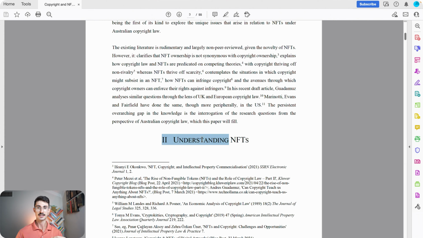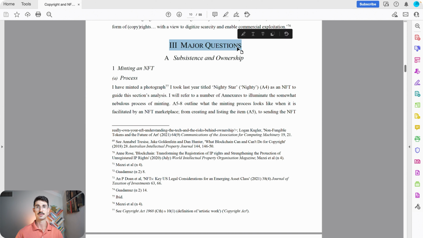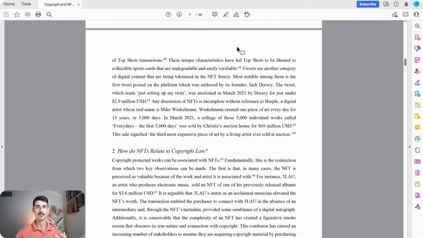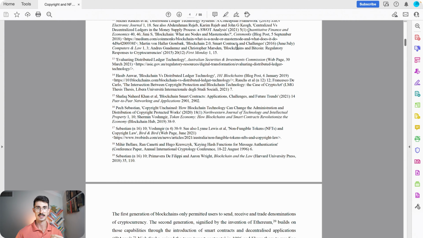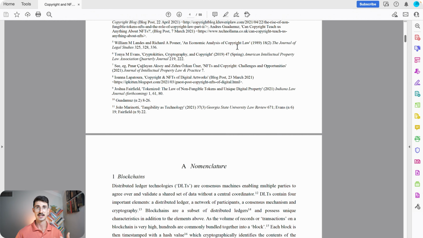I have put understanding NFTs as section 2. Then I put the major questions as section 3. Section 2 explains what NFTs are. And I wrote this so that anyone who has a year 10 level of reading and general intelligence and above could read section 2 called Understanding NFTs. They could read it and have a pretty good idea about what NFTs are.